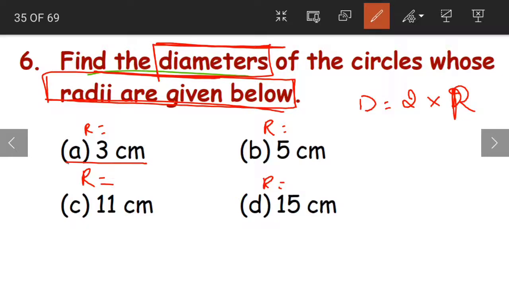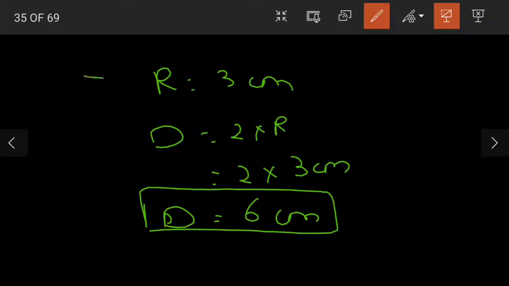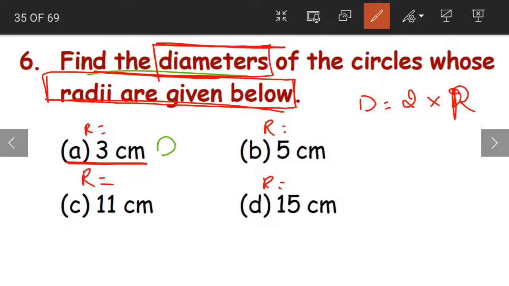So coming to the first question, radius is equal to 3 centimeters. Diameter is equal to 2 into radius. That is equal to 2 into 3 centimeters. That is equal to how much? 2 3s are 6 centimeters. So for the given question, when the radius is 3 centimeters, the diameter will be equal to 6 centimeters. So the answer is 6 centimeters.